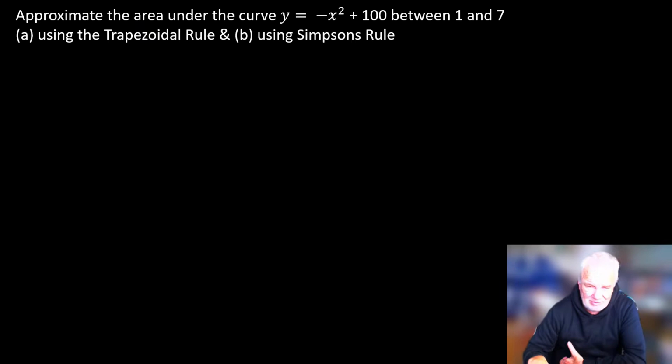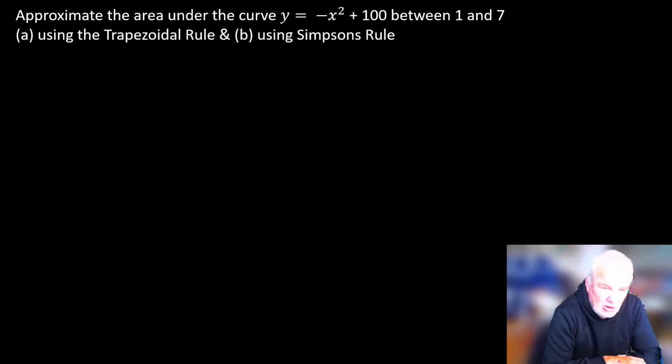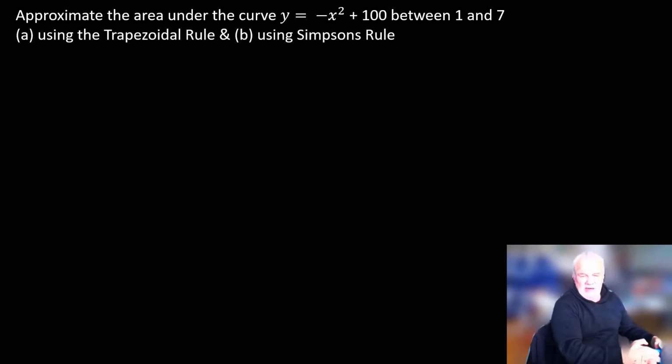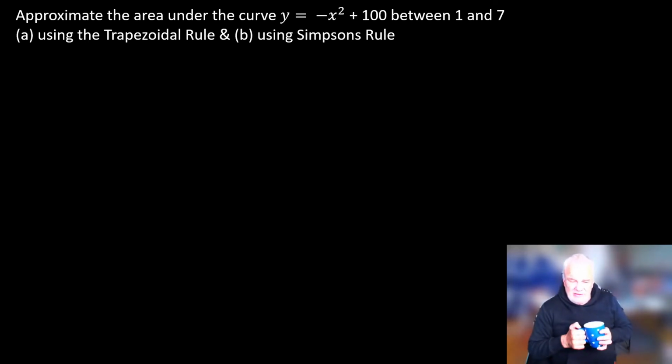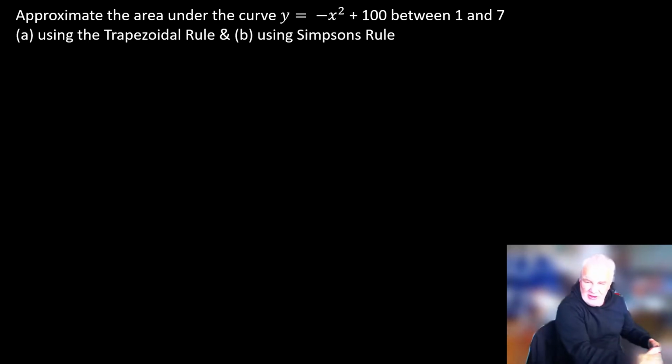So next up, let's do a mathematical one, and approximate the area under the curve y equals negative x squared plus 100 between 1 and 7, using the trapezoidal rule, and b using Simpson's rule. So we're going to do the trapezoidal rule first. I think that proved to be the easiest one.